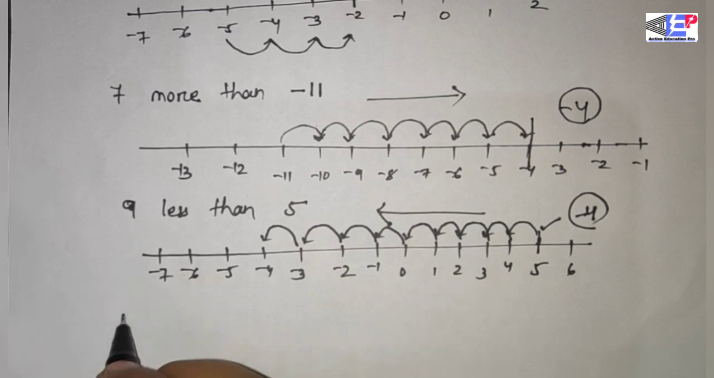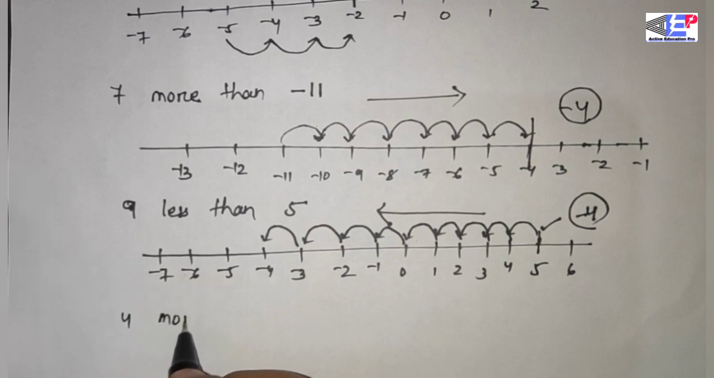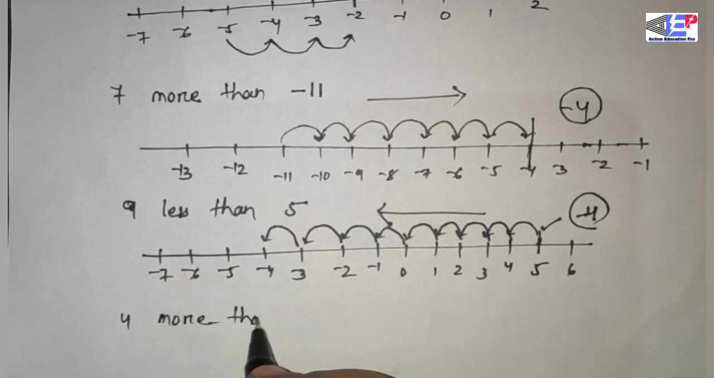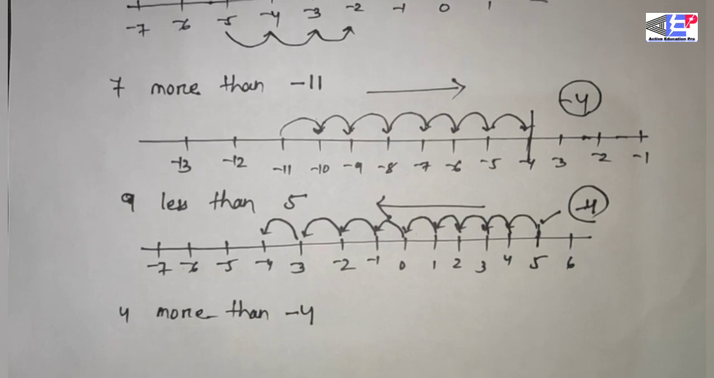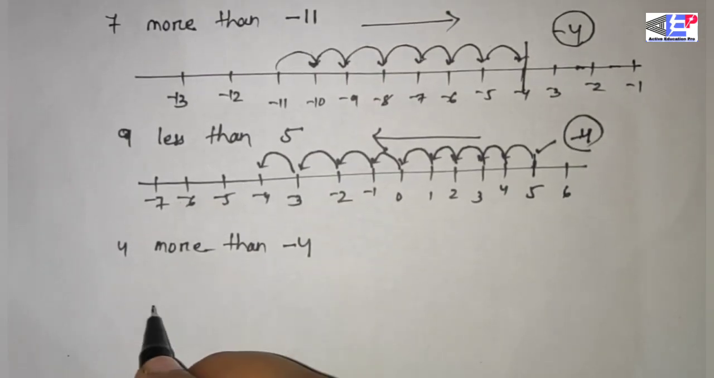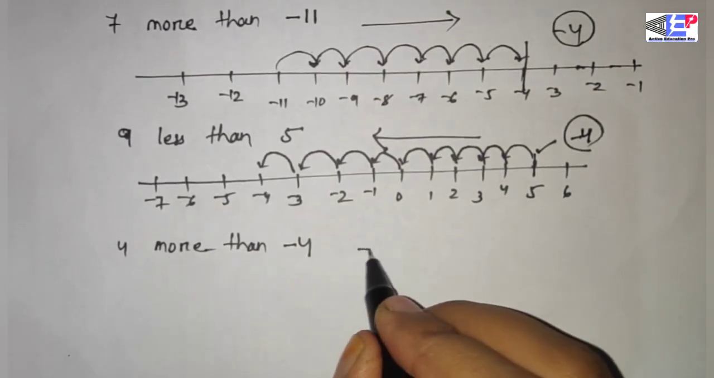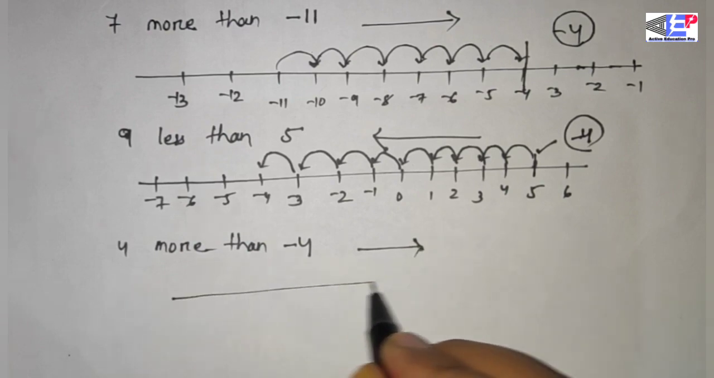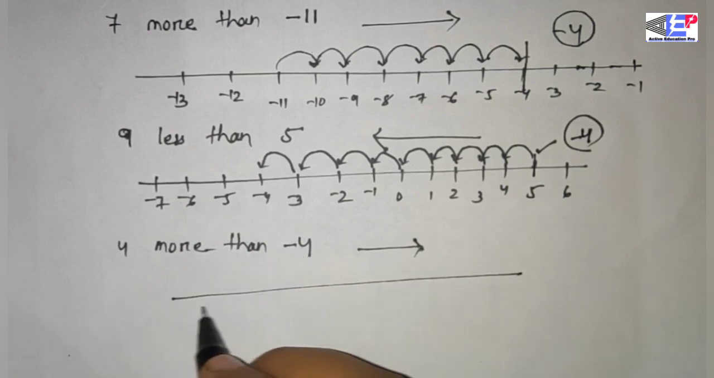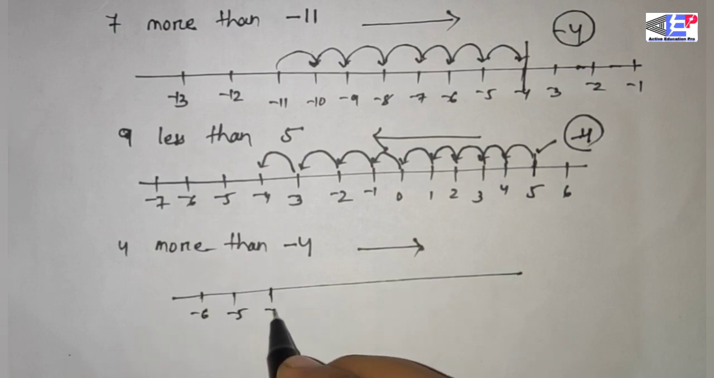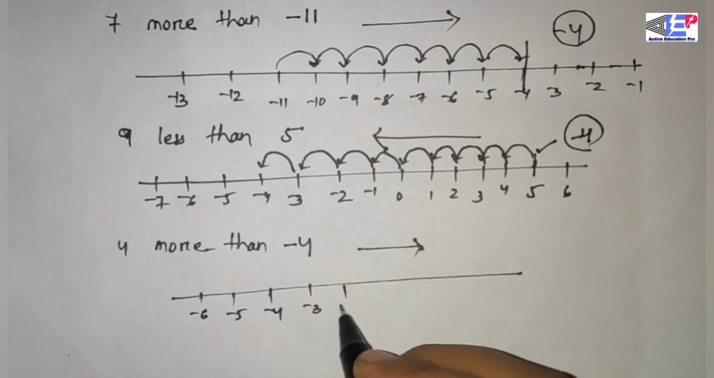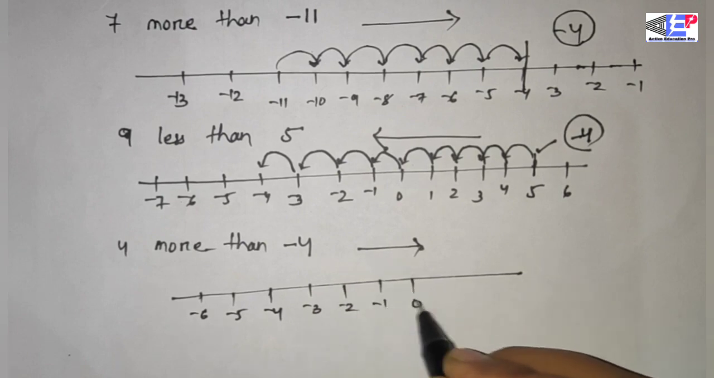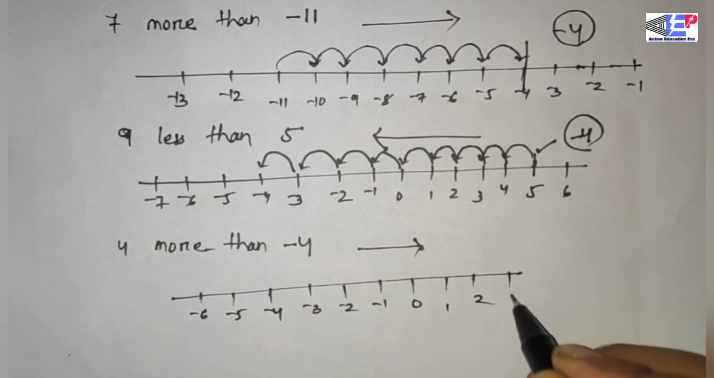Another one, 4 more than minus 4. More than means you have to move left to right. So draw a number line. The starting point is minus 4. So this is minus 6, minus 5, minus 4, minus 3, minus 2, minus 1, 0, 1, 2, 3.